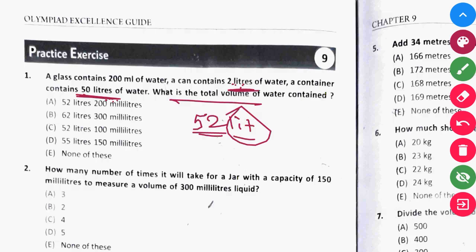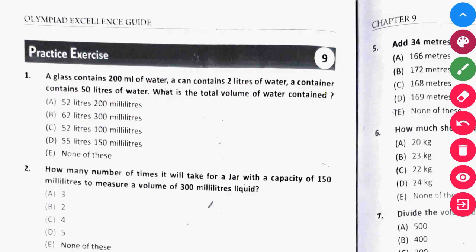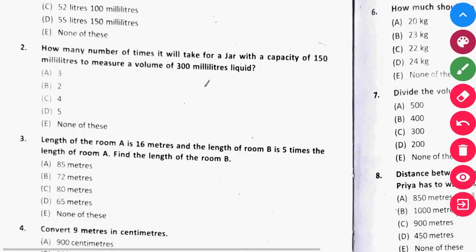Now just check in the options if the whole answer is given in a liter and milliliter pattern. So the liter and milliliter pattern answer is given. So 52 liters and 200 ml is the total volume of the container. We just have to add all the parameters.